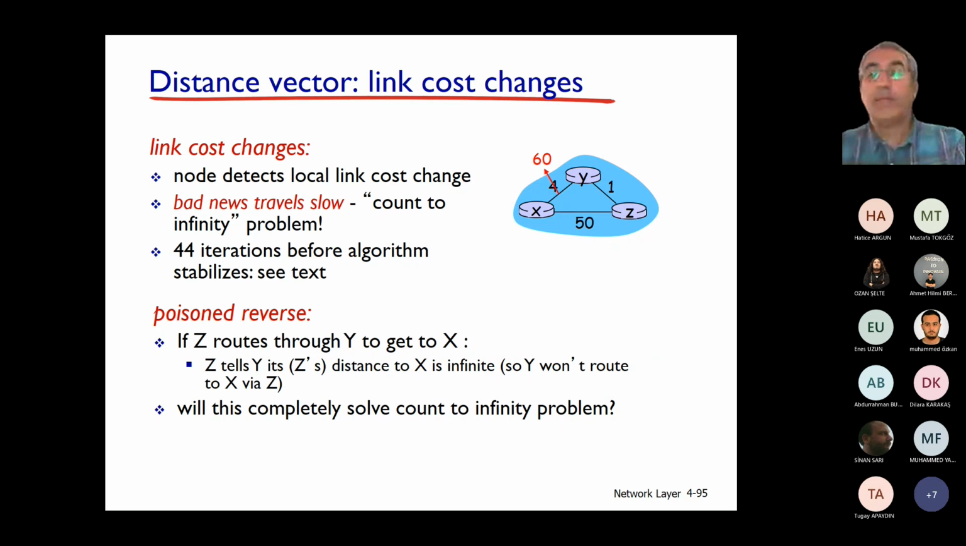Let's say now this 4 increased to 6, the link change. Of course, the node is going to detect this local link cost change. And then we have a count to infinity problem in this case. And one of the solutions is poisoned reverse.